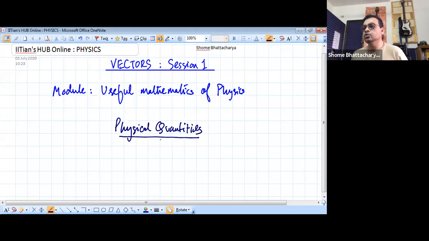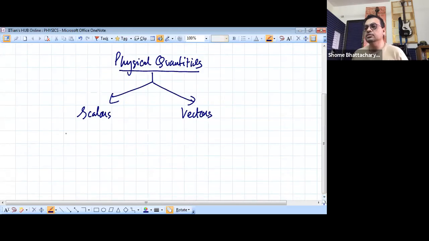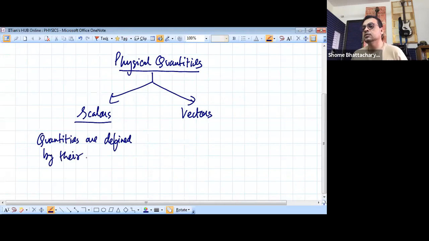they are divided into two categories in physics, or at this stage in physics, we divided them into two categories: scalars or scalar quantities and vectors or vector quantities. Now, scalar quantities are quantities which are defined by only magnitude. Scalar quantities are defined by their magnitudes only.